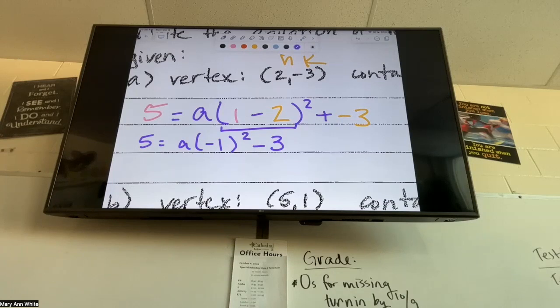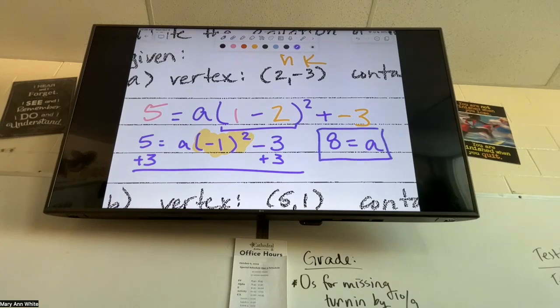At this step, I like to add that k or subtract that k to the other side. So I'm going to move that 3 over here, and at the same time, I can do my negative 1 squared. So I'm going to get my constant to the other side. So now I've got 8 equals negative 1 squared is 1. So 1a is just going to be 8 equals a.